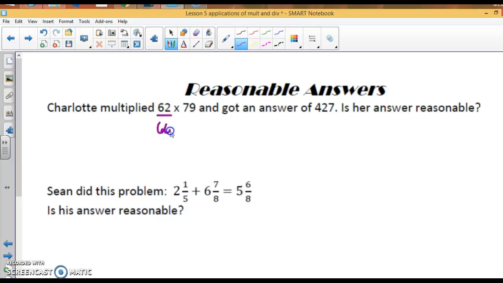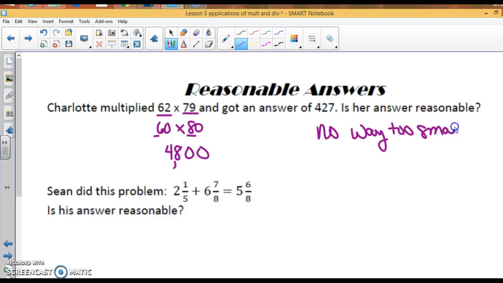62 is close to 60, times 79 is close to 80. I've rounded those. I'm making this easy on myself. Let's multiply 60 times 80. Well, 6 times 8 is 48, and I've got 2 zeros. So 4,800. So is her answer reasonable? No. It is way too small.